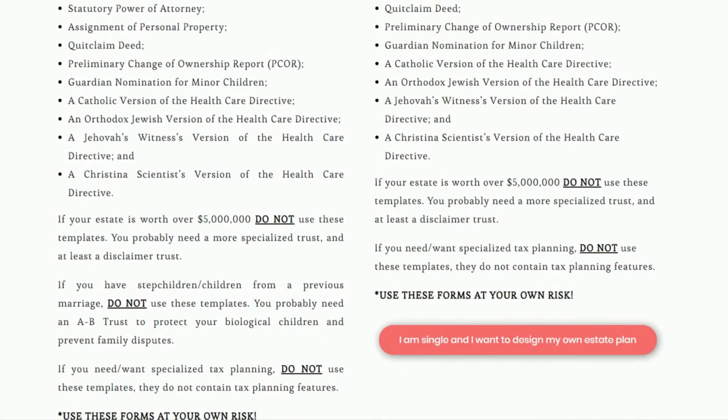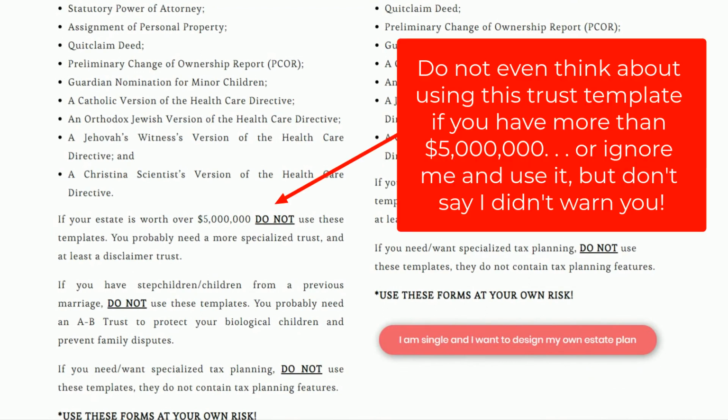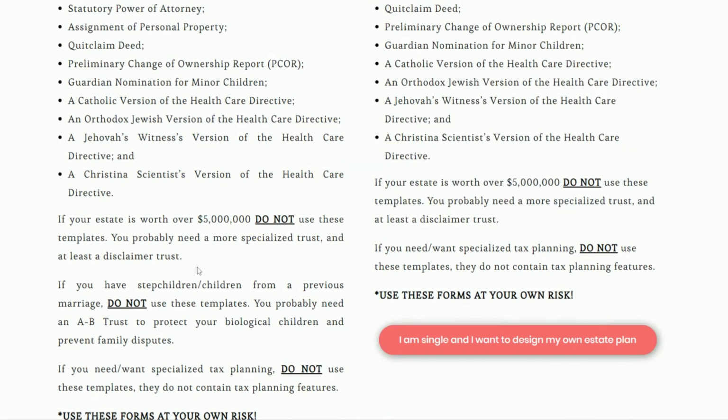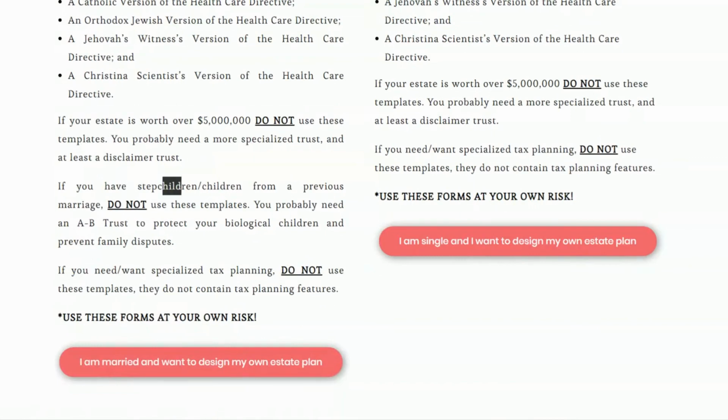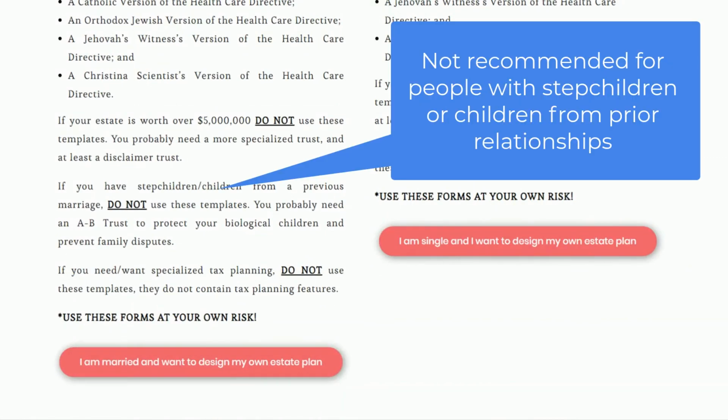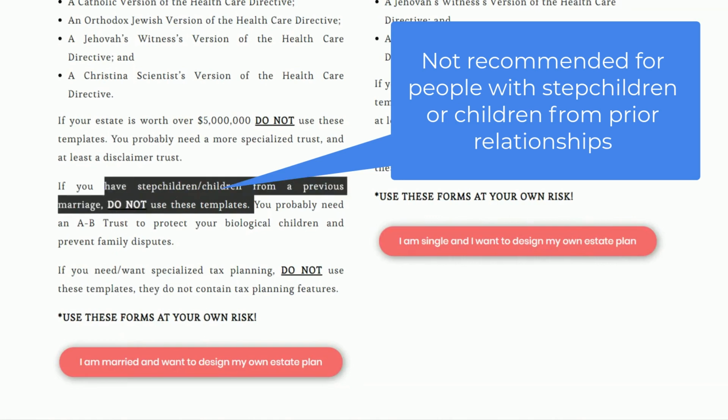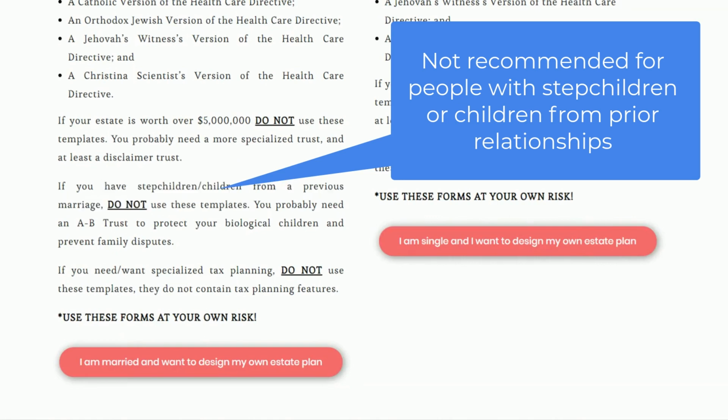Again, here's a nice disclosure. If your estate's over $5 million, do not use these templates. Do not use these templates. You need a specialized disclaimer trust or a specialized ABC trust with Q-tip provisions and all sorts of different things in there. Okay, again, another one, if you've got stepchildren or children from a previous marriage, don't use these templates. You can, there's nothing wrong with it. It's just I would really recommend an AB trust.